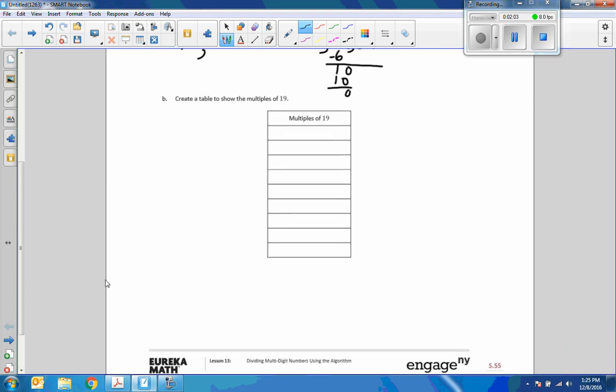B says create a table to show multiples of 19. Okay, so I will start. This is what it should look like. 1 times 19 equals 19. Okay, pause the video, finish the table. Okay, now that you've done that, we're going to multiply 19 by 2, 3, 4, 5, 6, 7, 8, and 9. Times 19, times 19, times 19, and so on.